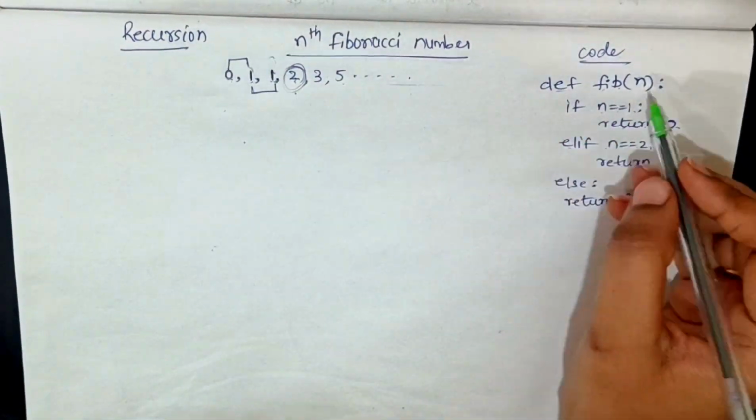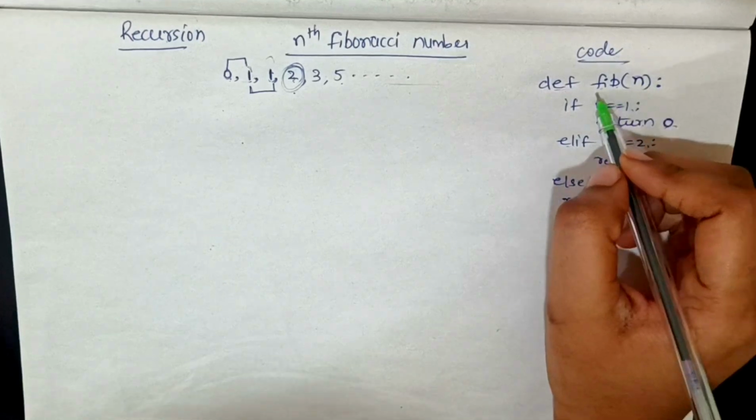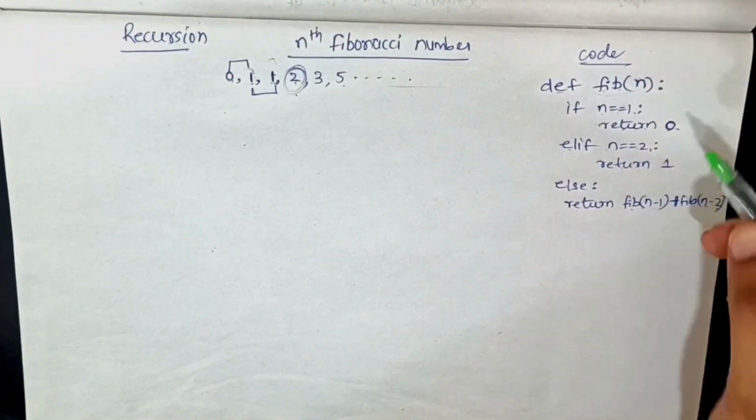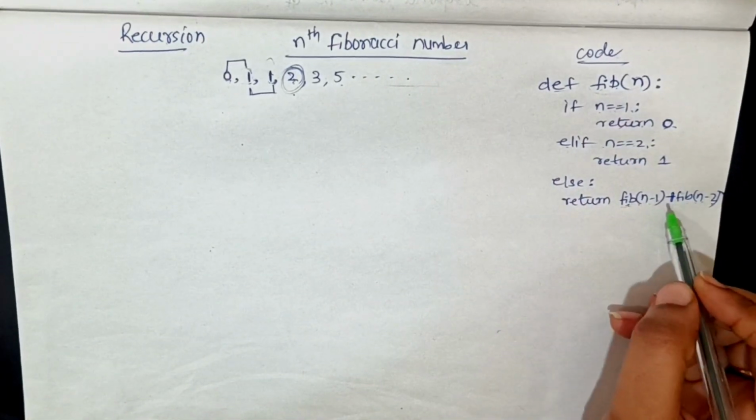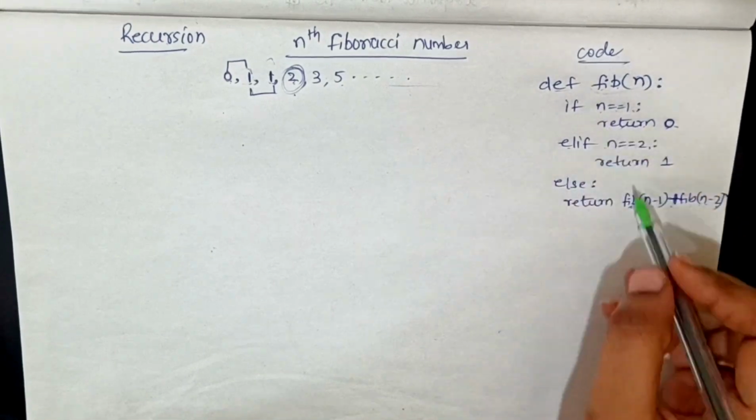So what is recursion? Recursion is calling the function inside the function. fib itself is a function, and I am calling the same function inside it. So now it would be fib of n minus 1 plus fib of n minus 2. Let's understand how this is working.